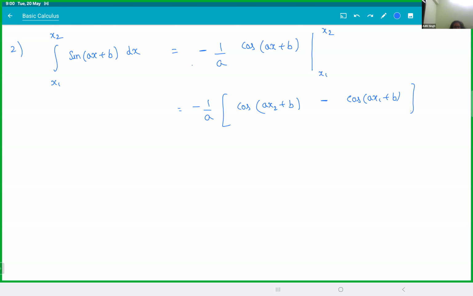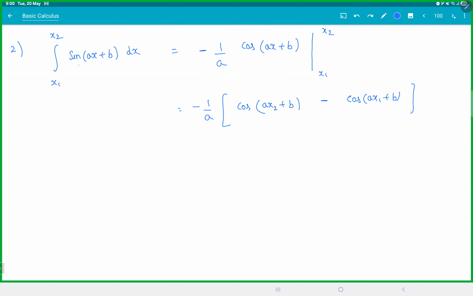Sir, could you explain the integration part here? There's nothing to explain. You need to remember this. Oh, you're asking how did I get that, right? We are not going to do that. Okay. For this, that is a formula. You have to remember that.